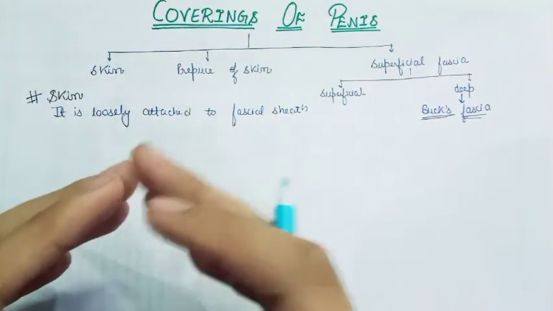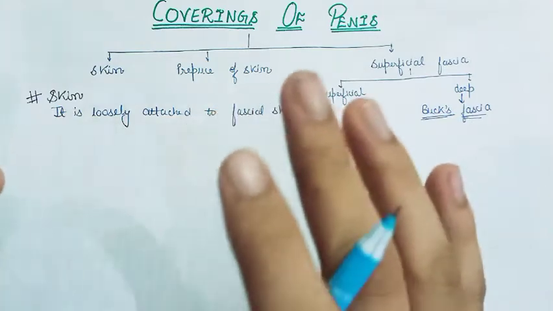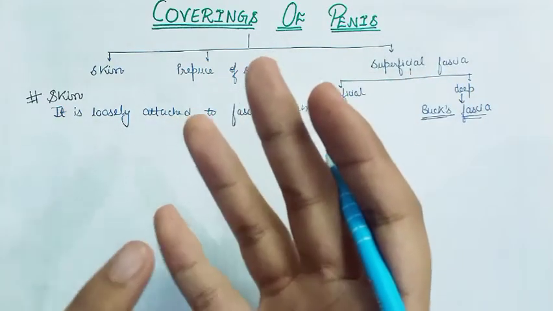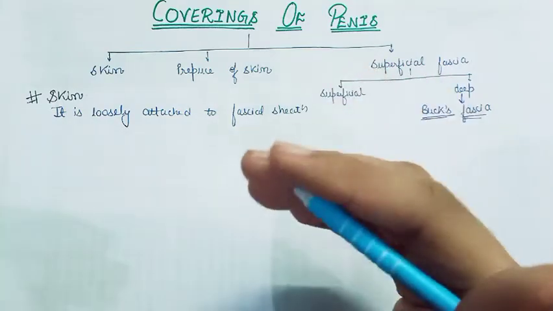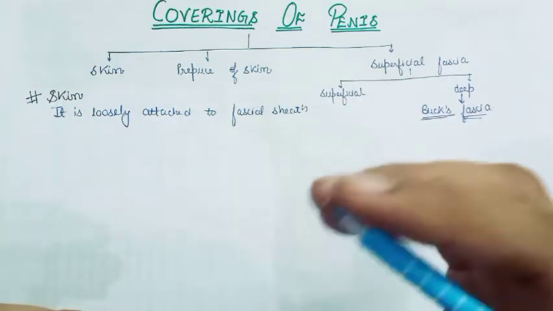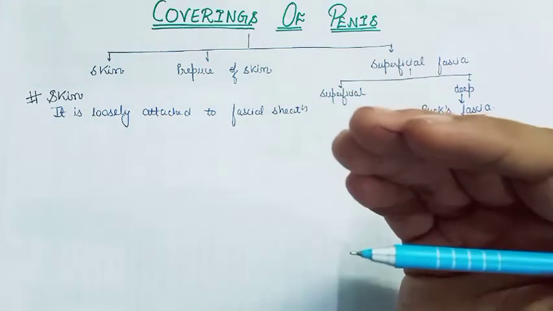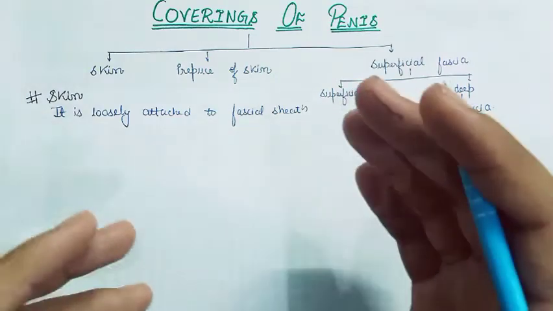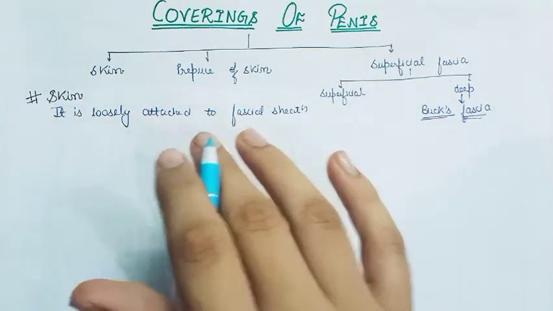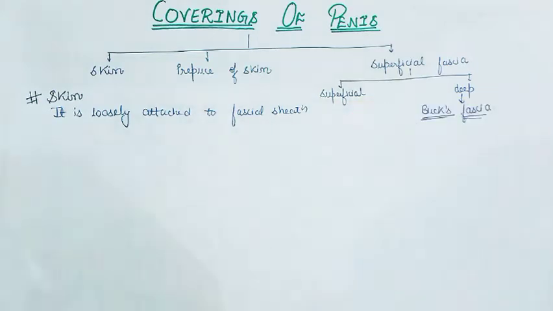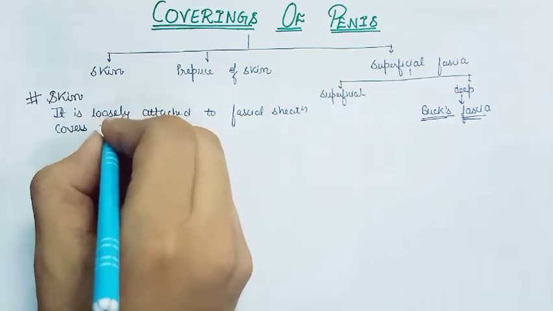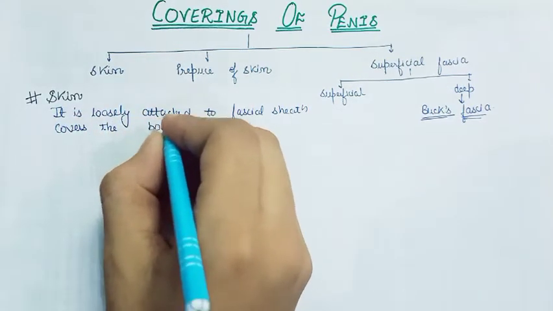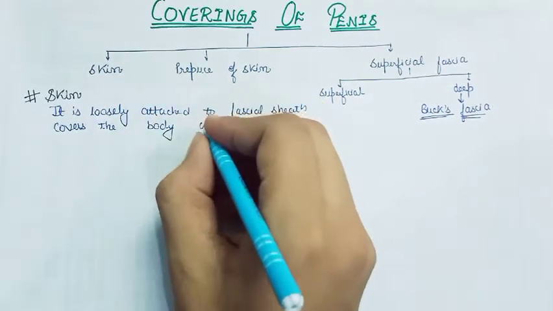If you talk about the extent of the skin, skin is present throughout, but it is more prominent in the body part, because after the body part, at the upper part of the neck or the glans penis, it is modified into the prepuce. So it is loosely attached to the fascial sheath and covers the body completely.